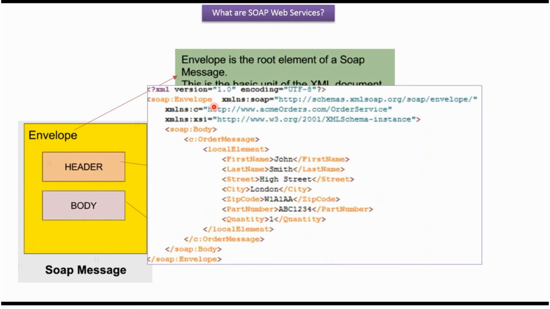Here you can see an example of a SOAP message. Here you can see the envelope, which is the root element, and under that, the header element and body element will be there. In this example, the header element is not there because the header element is optional, and if you want, we can add it. And here you can see the body element, which contains the actual data that needs to be sent to the server or service provider, like first name, last name, street, city, etc.